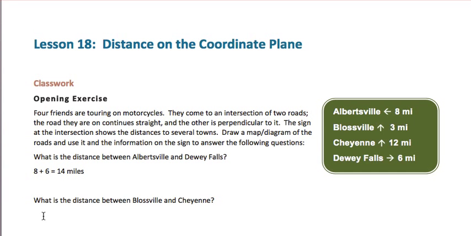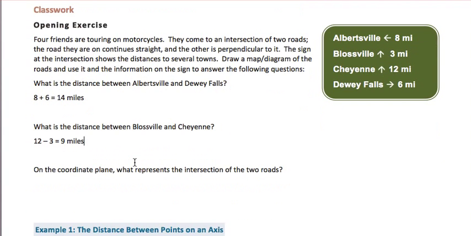The distance between Blossville and Cheyenne. Blossville and Cheyenne are both going in the same direction. So if we got to Blossville, that would be 12 miles, or 3 miles, towards Cheyenne. So from Blossville, the additional distance would be 9 miles. On the coordinate plane, what represents the intersection of the 2 roads? Where the 2 roads cross, that would be the origin.